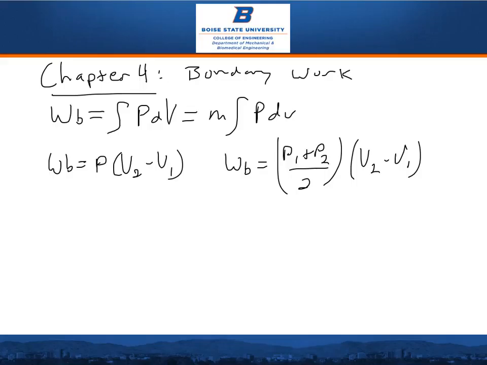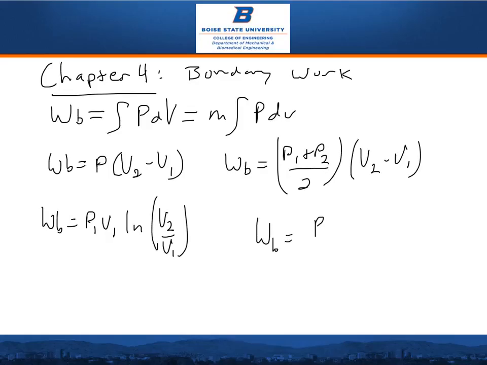If it's a constant temperature, ideal gas, it's WB equals P1 V1 times the natural log of V2 over V1. And if it's polytropic, boundary work is (P2 V2 minus P1 V1) all over (1 minus n). Okay.